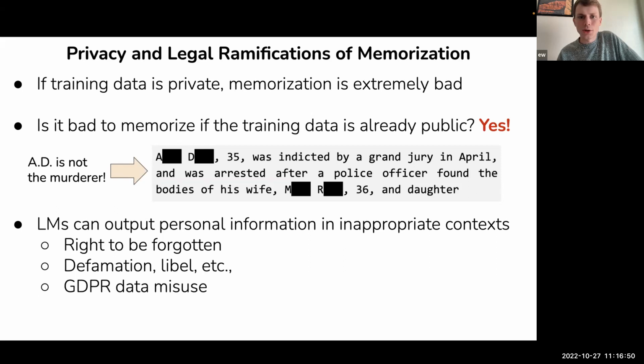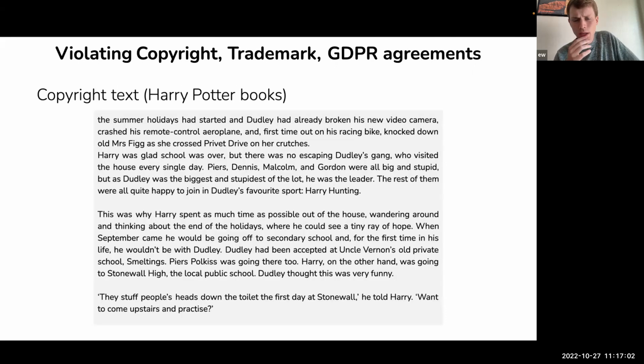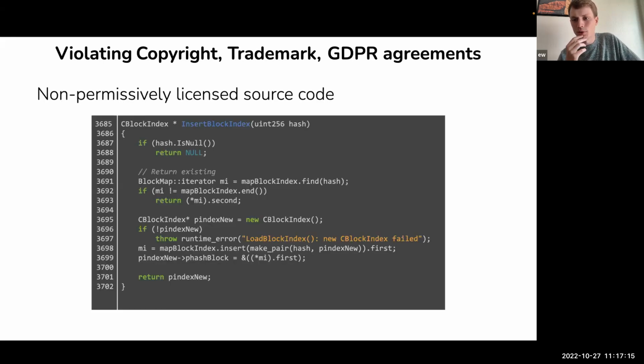The other reason we should care about memorization is that there's actually a lot of copyright, privacy, and trademark issues that come along with the data itself. So for instance, you can actually get things like GPT-3 to output verbatim Harry Potter books if you prompt the model correctly. And similarly, you can get things like non-permissive licensed source code, for example, things like GPL licensed source code. And both these cases are instances where you're actually training a language model on either copyright or trademark data, and then the model is outputting that data verbatim at test time, which is potentially a strict violation of things like copyright agreements in the United States.